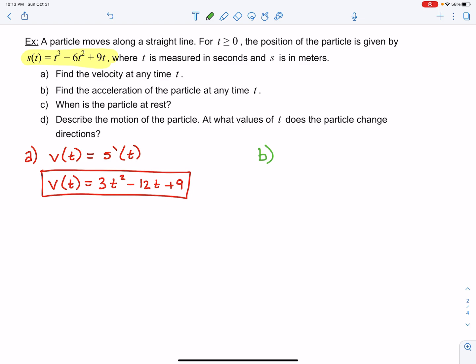Then, if we want to find the acceleration of the particle at any point in time, acceleration is just the derivative of our velocity function, or the second derivative of our position function. So here our acceleration at any point in time t is going to be the derivative of this velocity function we just found. So it's going to be 6t minus 12.